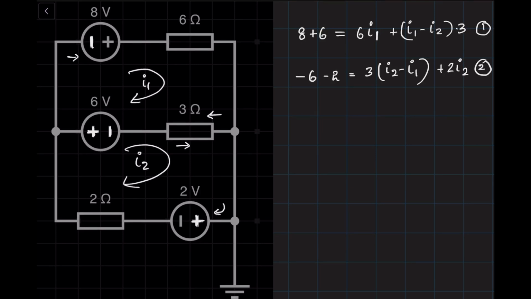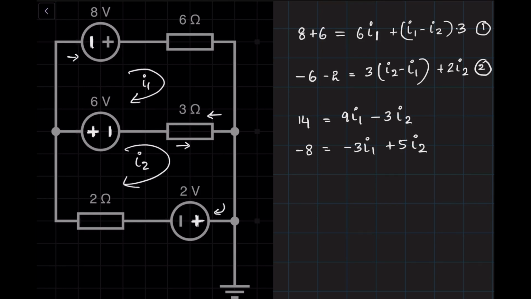Now let's rearrange and reduce the first equation. What will you get? 8 plus 6, 14, which is equal to 9I1 minus 3I2. Reduce equation number 2, you will get minus 8 equals minus 3I1 plus 5I2. Understood? Now you can find out the values for I1 and I2 using different methods you prefer.